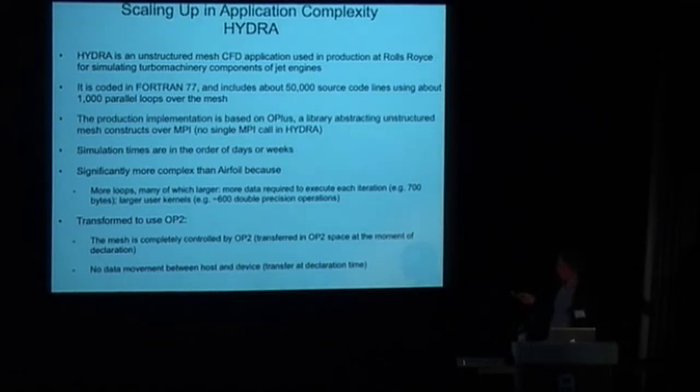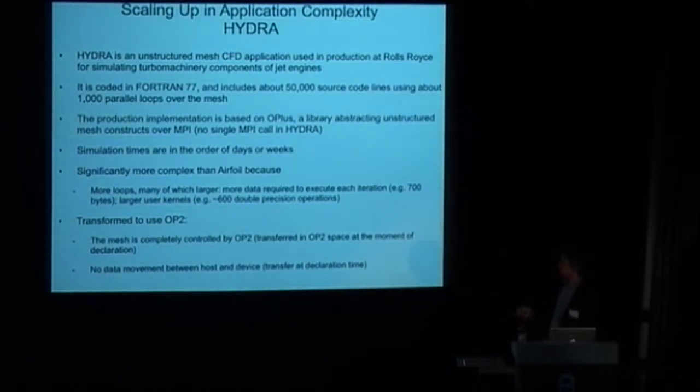The production implementation, what they're using now, is based on the ancestor of OP2, let's call it OPlus, which is an abstraction over MPI of unstructured meshes. Simulation times are very large, days or weeks. It's significantly more complex than airfoil, not only because there are more loops, but because the user kernels called by these loops are much larger, something like 600 double precision operations. And each iteration is going to need to access something like 700 bytes.